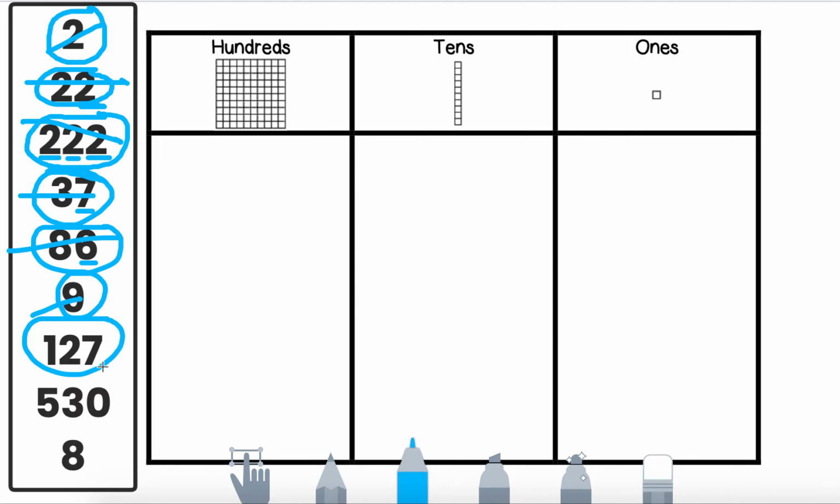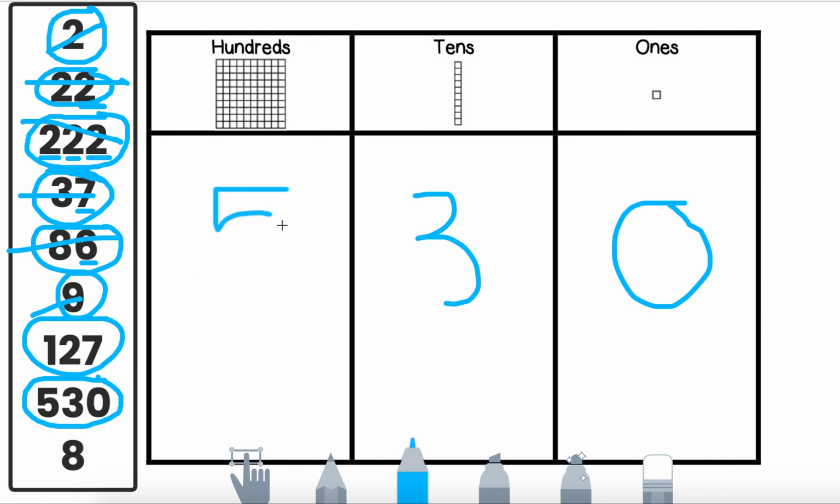My next example has a 530. We're going to start with our ones place. We always start with our ones, and I have a 0 in my ones place. Then we get to go to our tens place. So we have a 3 in my tens. We have a 3 in the middle here. And we have a 5 all the way on this side. So now my number is 530, and it matches my example for 530.